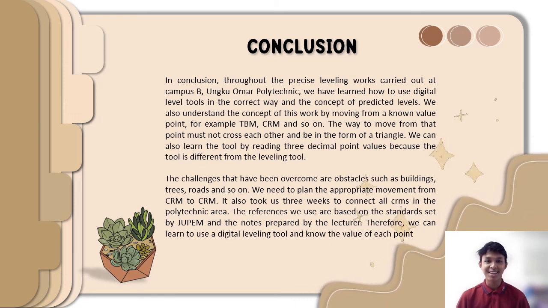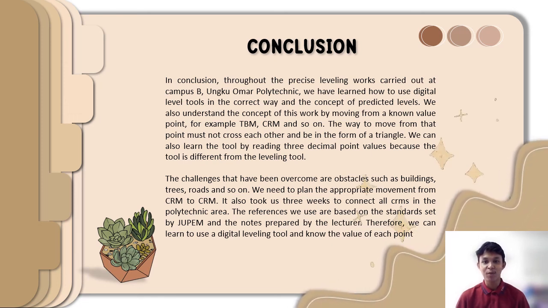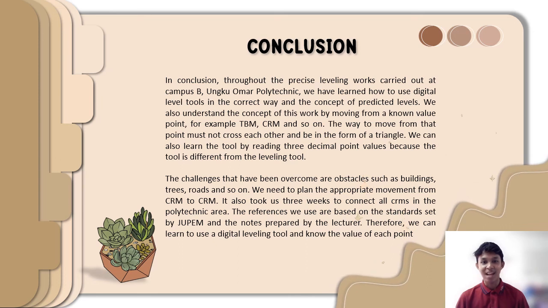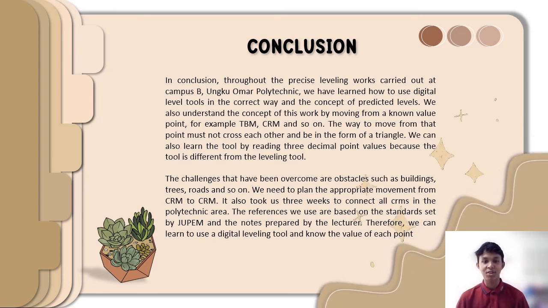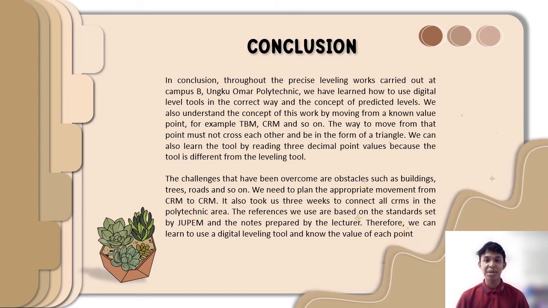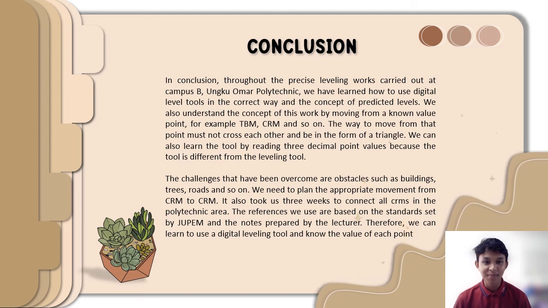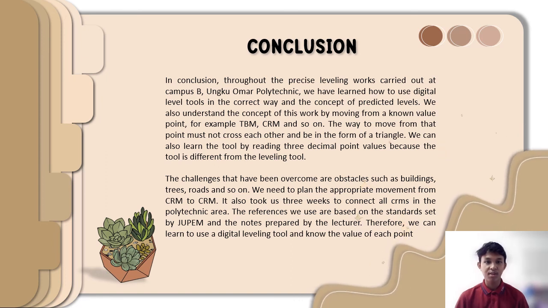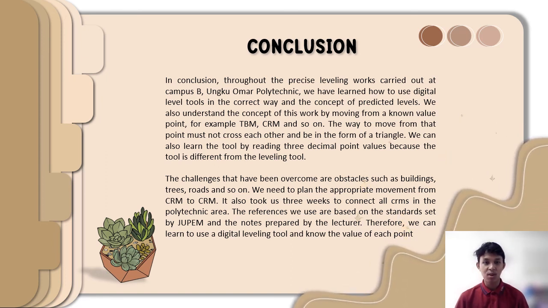We also understand the concept of this work by moving from a known value point, for example, TBM, CRM, and so on. The way to move from that point must not cross each other and must be in the form of a triangle. We can also learn the tool by reading 3 decimal point values because the tool is different from the leveling tool.